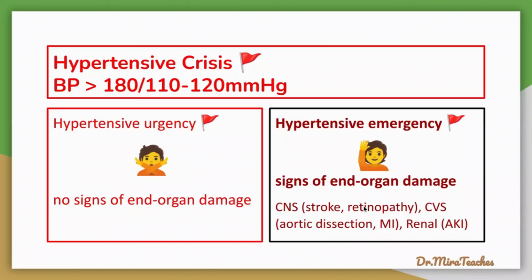Okay, there may be retinopathy, so from head down. Then go to the heart, they may have MIs, aortic dissection, so they'll come with chest pain. Okay, renal: then you go down again, kidney. So they may be having AKI. Maybe they'll have signs and symptoms of all of these.